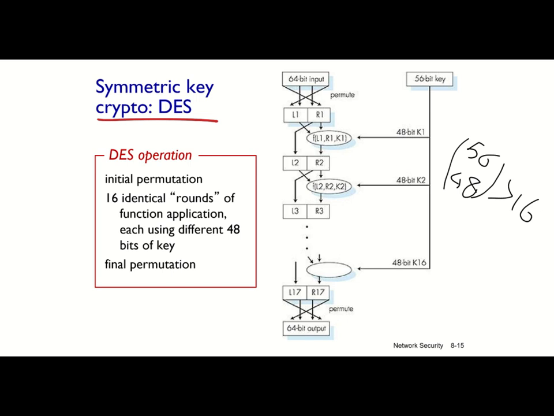56 bits, and we do all of these things all the way to the last round when you get L17 and R17. And then finally we do another permutation to get the 64-bit output. The output is the ciphertext where the input was part of the plaintext.